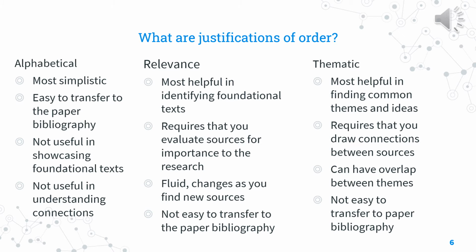Lastly is thematic organization. Thematic organization is most helpful in finding common themes or common ideas across multiple sources. It requires that you draw connections between those sources. Therefore, close reading and good notation is important. However, it can sometimes have overlap between themes, which can be useful in putting sources in conversation with one another, but it is not easily transferred to the paper bibliography, again, because it is not in alphabetical order.